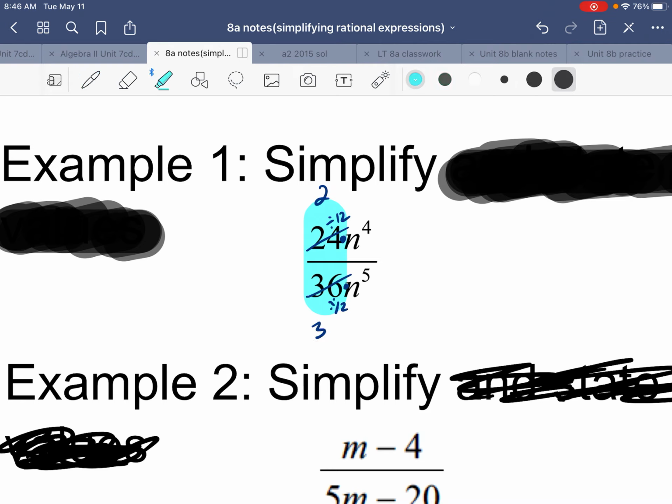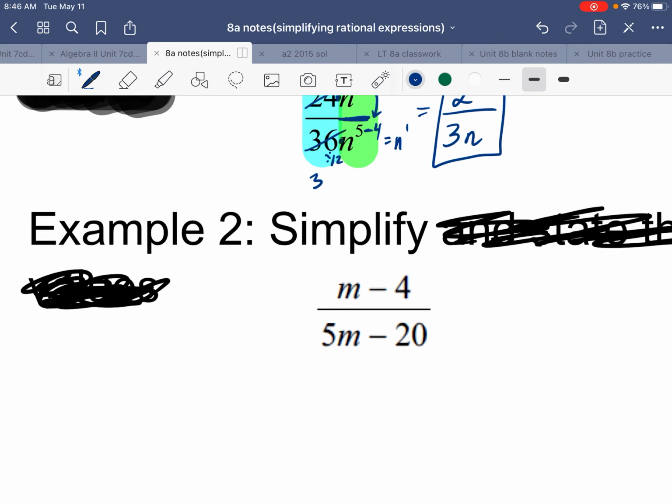Now n to the fourth divided by n to the fifth. We have like bases, the n's. So you would subtract the exponents when you're dividing like bases. Typically you take where the biggest exponent is, 5. 5 is bigger than 4. And then you bring the 4 down and you subtract them. So that'll be n to the first. So our numerator looks like we just have a 2 left over. In the denominator we have a 3, n to the first, or just n.